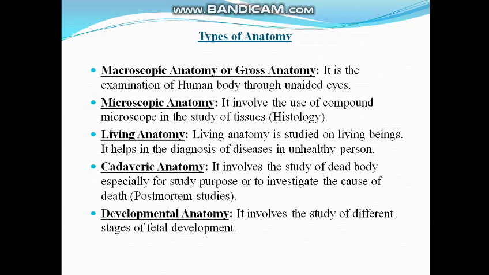Types of anatomy. The types of anatomy are macroscopic anatomy or gross anatomy, microscopic anatomy, living anatomy, cadaveric anatomy and developmental anatomy. In macroscopic anatomy, it is the examination of human body through unaided eyes. Unaided eyes means the doctor observes the patient and he or she doesn't use any compound microscope or any aid.